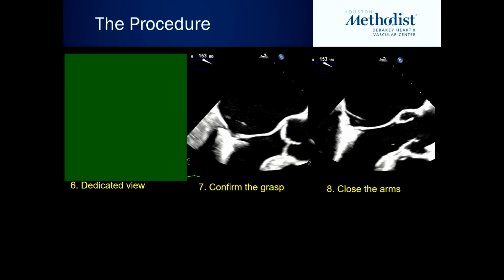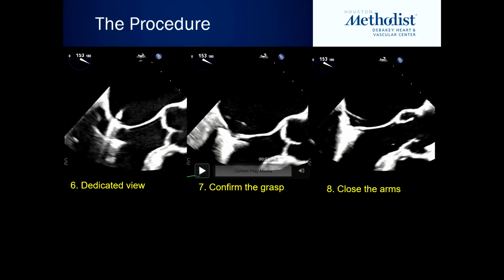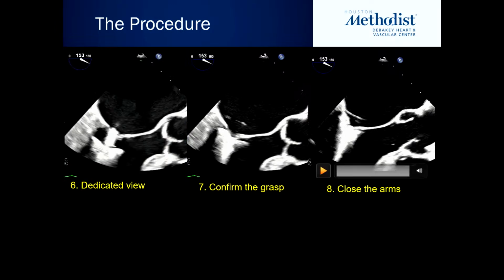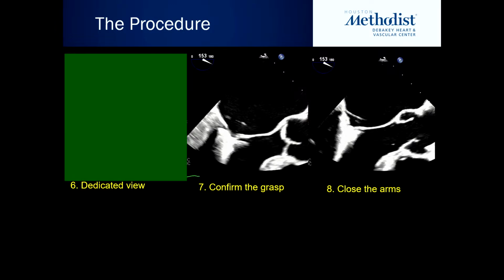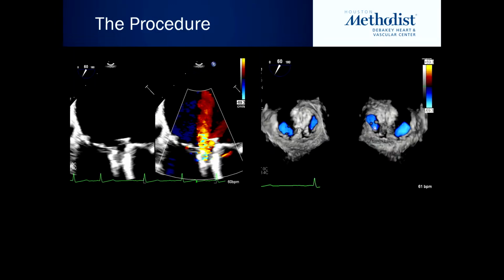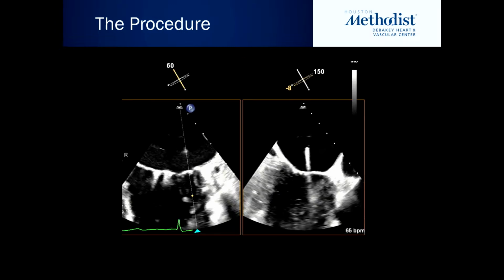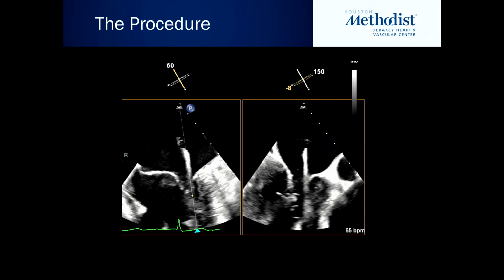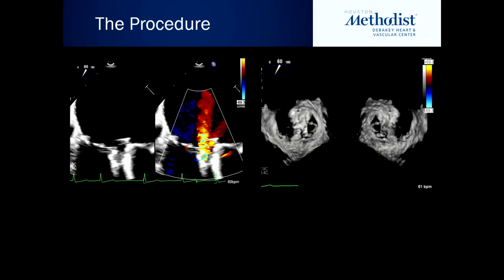And then we switch to the dedicated view and confirm the grasp, and close the arms. So this is the final result after 2 clips. And you can see that there is a small residual regurgitation, but we felt that that result was more acceptable.